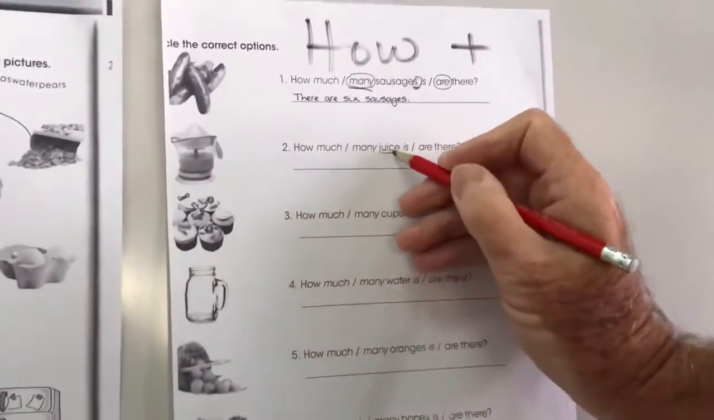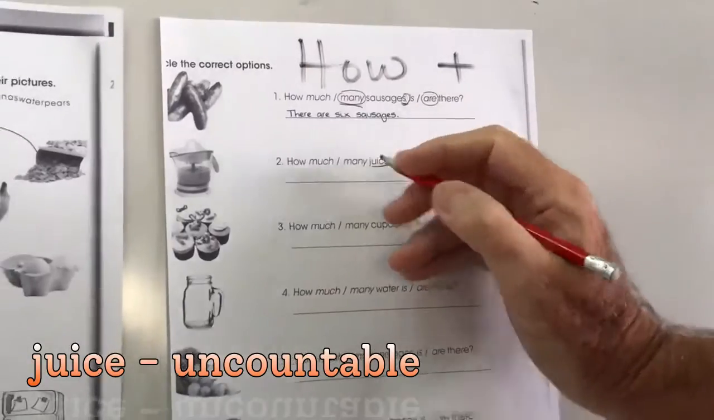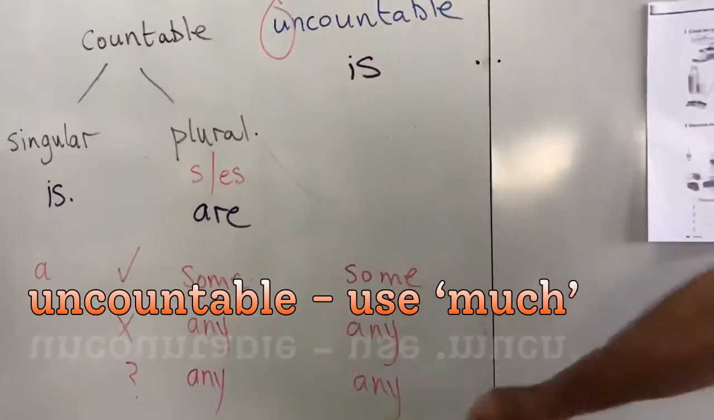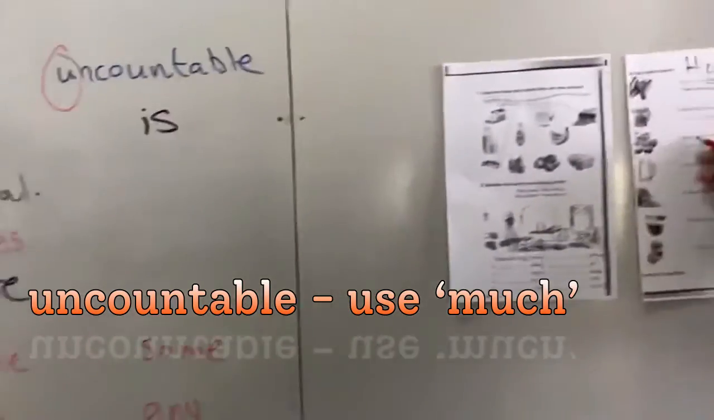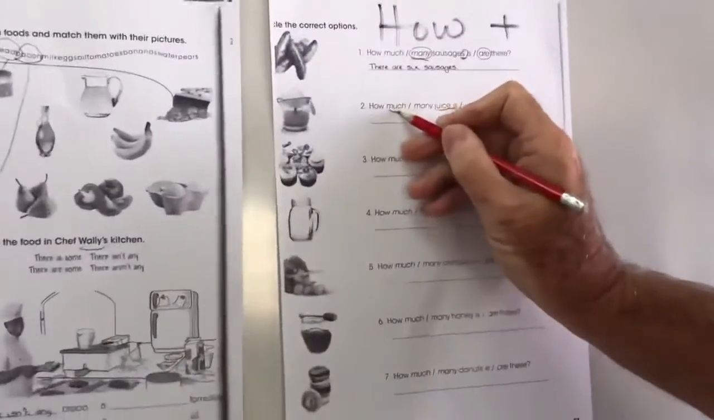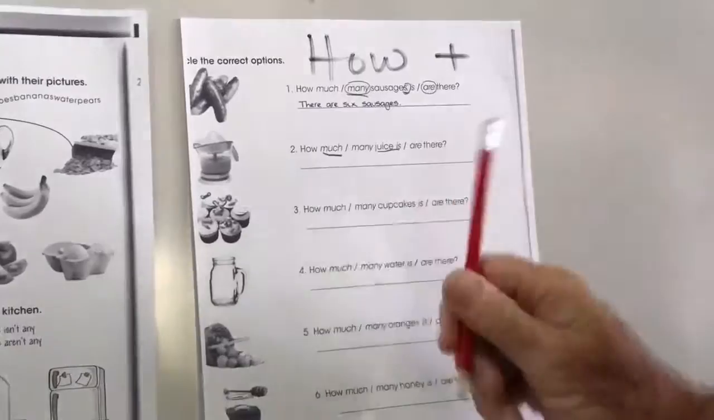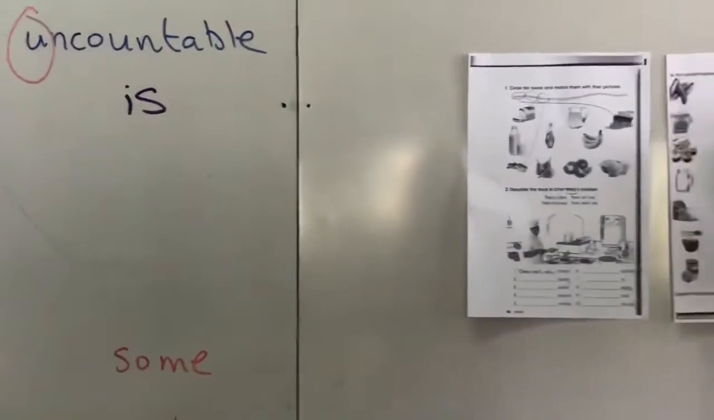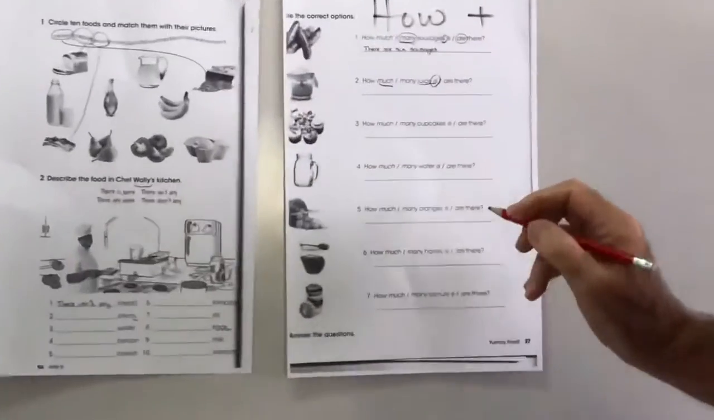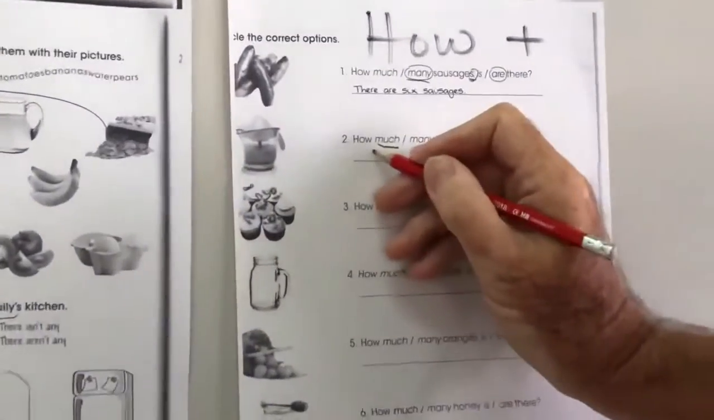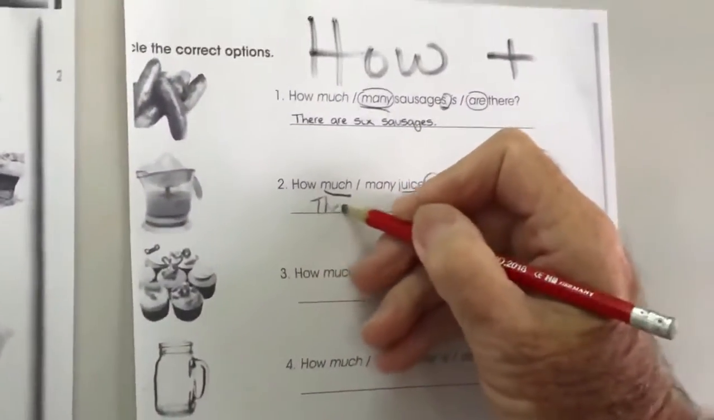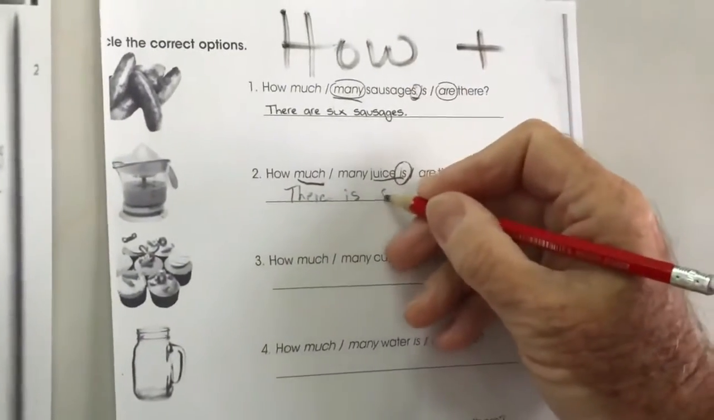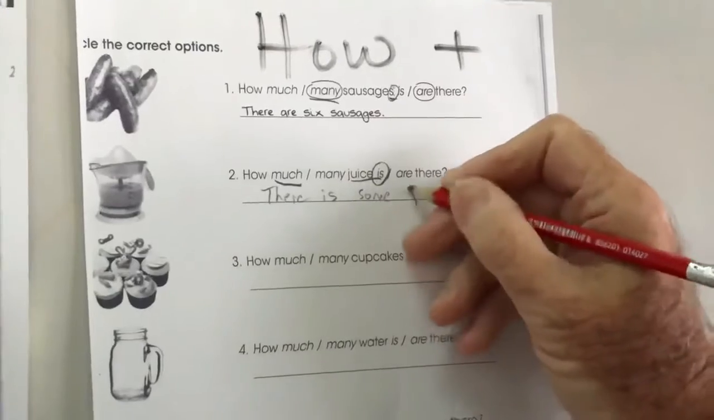Okay, this one here. Number 2, we're looking at juice. Juice is uncountable, so uncountable, the letter U, we must use much. So it's going to be how much juice. And juice is uncountable, so we're going to use is. So how much juice is there? Okay, and here we would say there is, so we're saying yes, there is some juice.